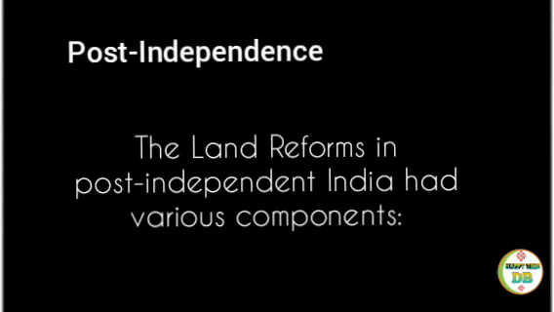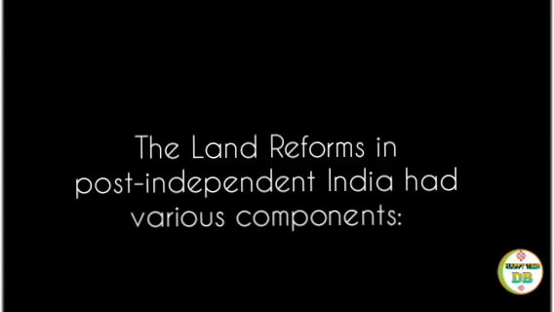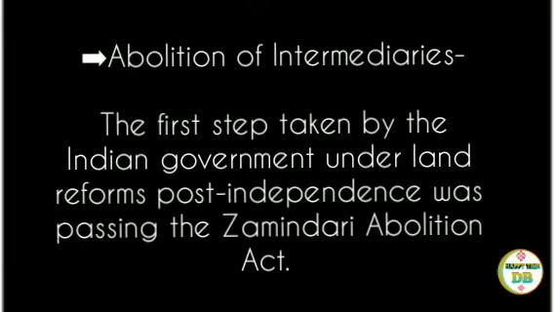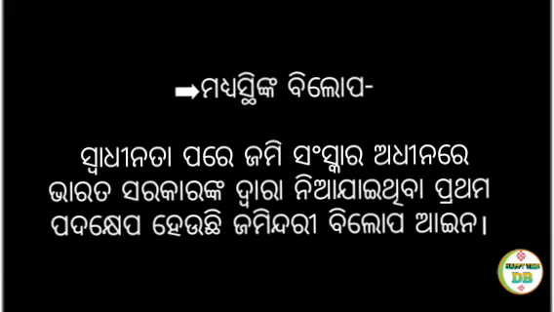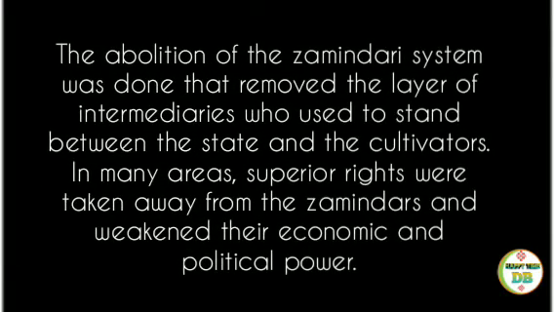The land reforms in post-independent India had various components. Abolition of intermediaries. The first step taken by the Indian government under land reforms post-independence was passing the Zamindari Abolition Act. The abolition of the zamindari system removed the layer of intermediaries who used to stand between the state and the cultivators. In many areas, superior rights were taken away from the zamindars, which weakened their economic and political power.